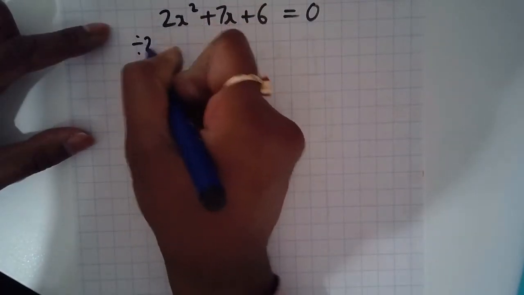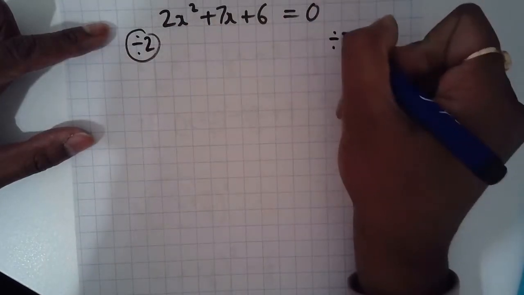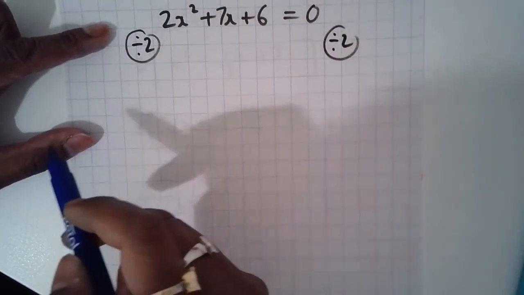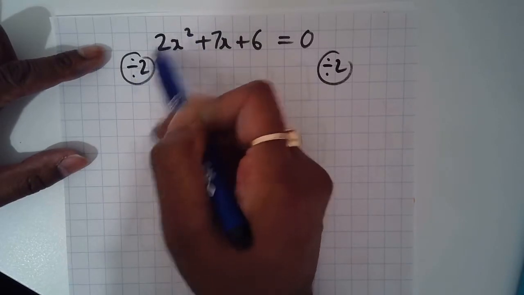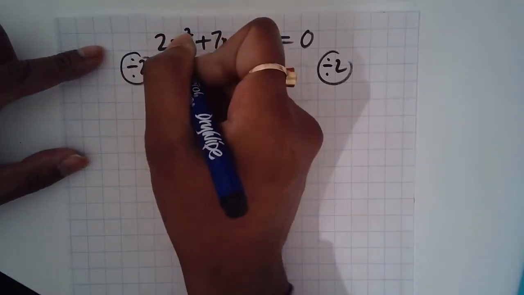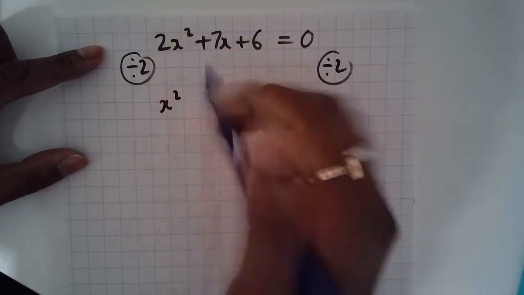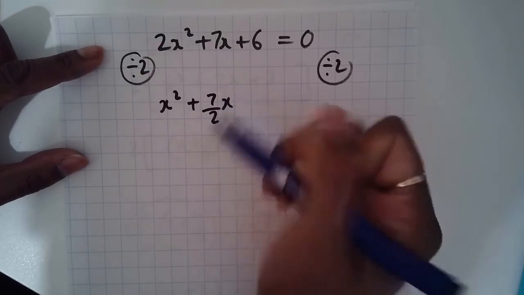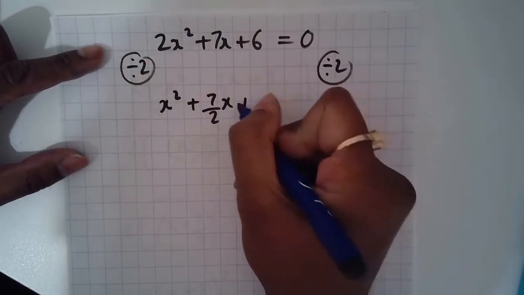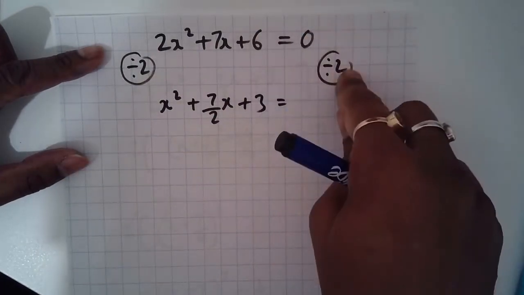What I'd rather do, just to make it easier now, is divide by 2 both sides. Now you'll see what will happen. 2x squared divided by 2, the 2's will cancel here, so you'll have x squared left over. 7 divided by 2 is 7 over 2x. 6 divided by 2 is 3. 0 divided by 2 is 0.